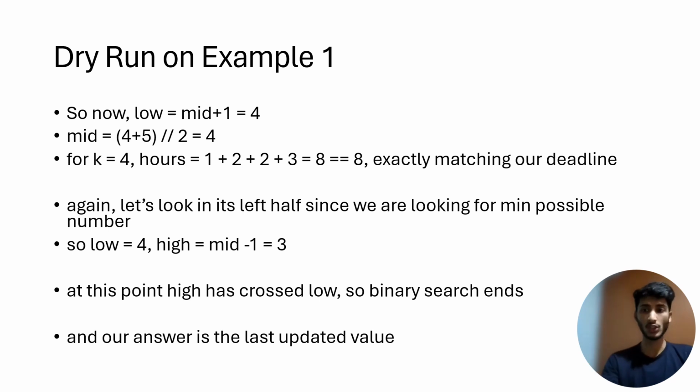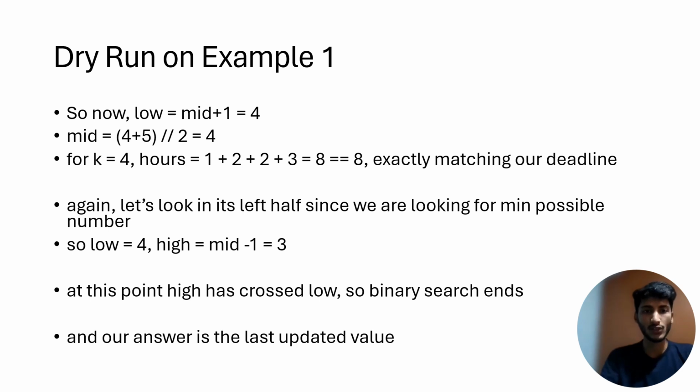Now even now we are not sure that 4 is the answer. So when we are not sure, we'll again check in its left half. In order to check in its left half, we have to decrease the high to mid minus 1. So this time low will be 4 here and high will be mid minus 1.